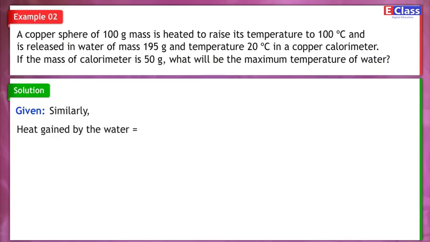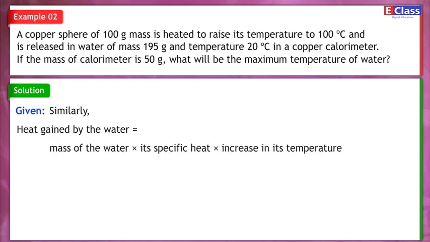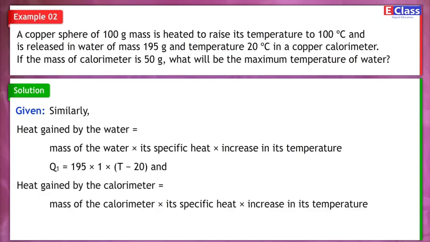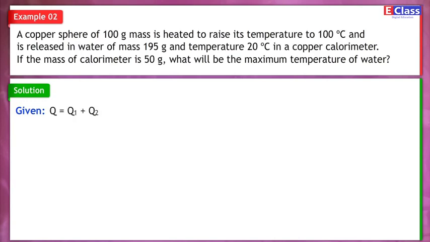Similarly, heat gained by the water = mass of the water × its specific heat × increase in its temperature. Q1 = 195 × 1 × (T − 20). And heat gained by the calorimeter = mass of the calorimeter × its specific heat × increase in its temperature. Q2 = 50 × 0.1 × (T − 20). Q = Q1 + Q2.